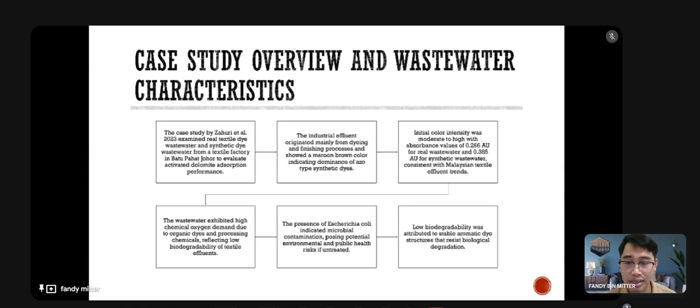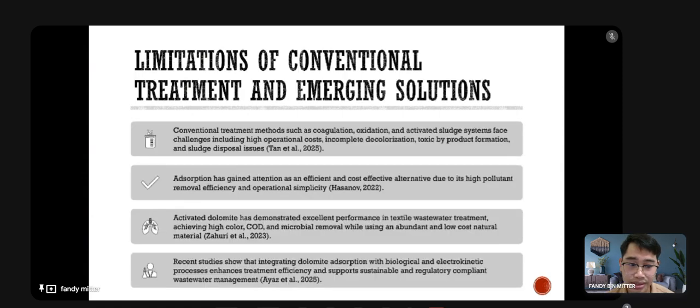So, back again, limitation. So this is the limitation of conventional treatment and emerging solution. So conventional treatment methods such as coagulation, oxidation, and activated sludge system face challenge including high operational costs, incomplete decolorization, toxic byproduct formation, and also sludge disposal issue. So adsorption has gained attention as an efficient and cost-effective alternative due to its high pollutant removal efficiency and operational simplicity. This is according to Hassanov 2022.